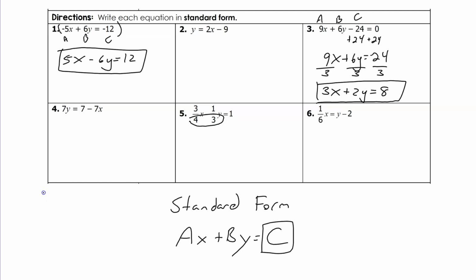Well, you have 4, 8, 12, 16, and 20. Then you have 3, 6, 9, and 12. See how they both have 12? That would be your lowest common multiple. So how many times does 4 go into 12? Well, the answer is 3 times.